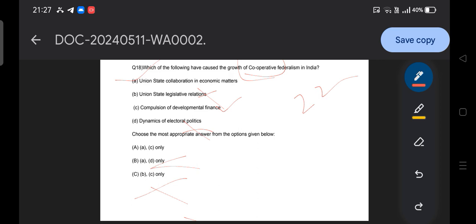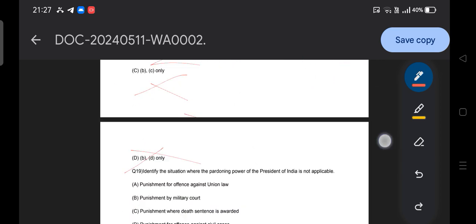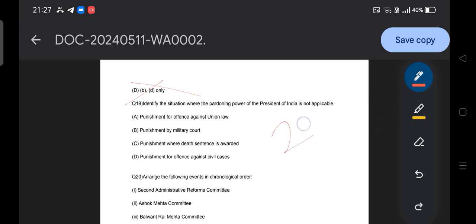The answer of this question is basically A. That means 22 is A. Then moving to the next question, number 23. Question number 23: identify the situation where the pardoning power of the President of India is not applicable.